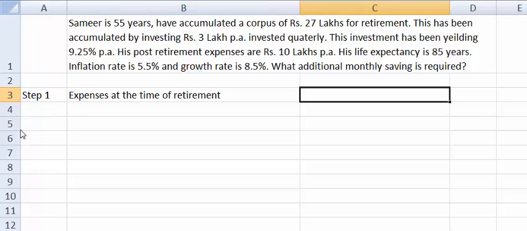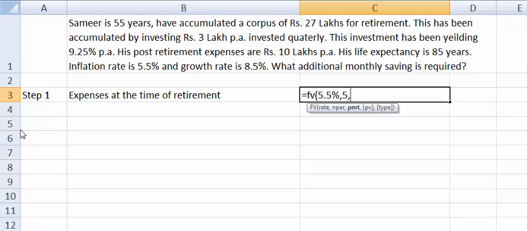At that time, what will be the post-retirement expenses? So what we need to do is find out what will be his expenses 5 years down the line. We already know his expenses are going to grow at the rate of 5.5%, which is inflation. So we'll find out the future value where rate is 5.5%, NPER is 5. Please note this 5 NPER is not visible out here in this question, but I'm giving you this additional information. Apart from what you see in this question, Samir is going to retire after 5 years.